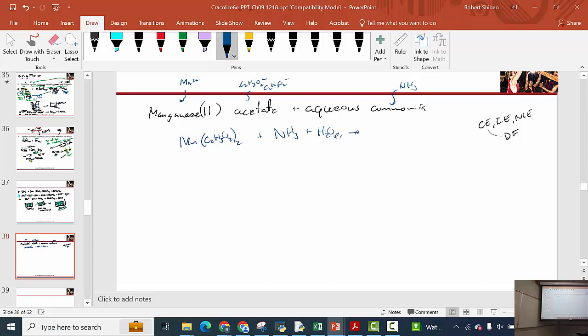This is going to produce what? Well, what do we treat NH3 in water as? NH3 is a weak base, and weak bases partially hydrolyze water to form what? Ammonium and hydroxide. So this is my A, this is my B, this is my C, this is my D. So I'm going to have manganese 2 with what anion? With hydroxide. So what is manganese 2 hydroxide? The formula, did somebody get that? Mn(OH)2.